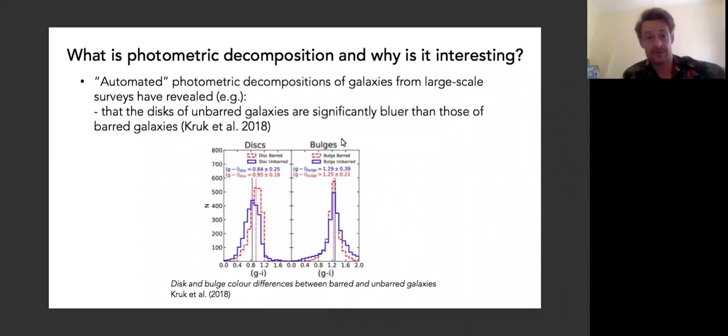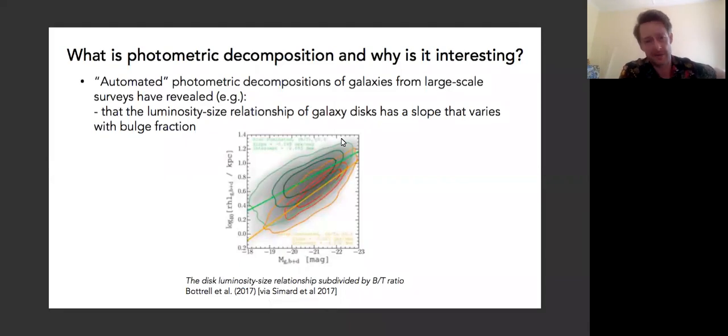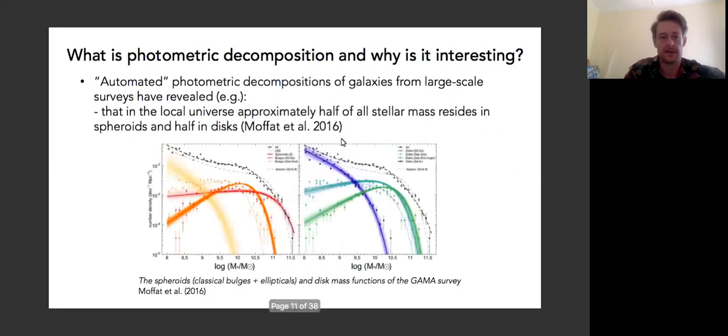The automated studies of photometric decomposition have shown things like this, that the disks of unbarred galaxies are significantly bluer than those of barred galaxies, even though their bulges seem to have a very similar color distribution. And then we get results like looking at the luminosity size relationship of galaxy disks as a function of how dominant their bulge is. And then finally, we use these large-scale photometric decomposition studies to make census studies of where stellar mass resides in the local universe. And it's been shown in the GAMA survey that it seems to be roughly half of stellar mass locally exists in spheroids and the other half in disks.